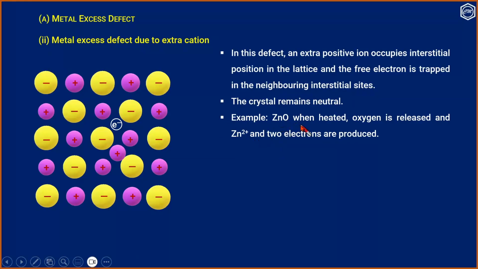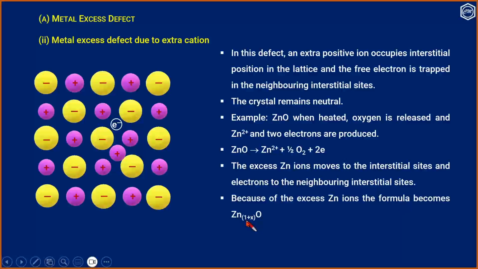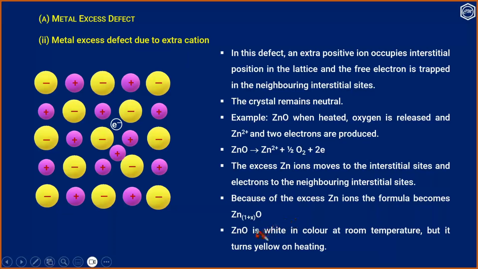An example is when zinc oxide is heated, oxygen is released and zinc 2 plus ions and 2 electrons are produced. The excess zinc ions move to the interstitial sites and the electrons to the neighboring interstitial sites. Because of the excess zinc ions, the formula becomes Zn1+xO, where x is the extra zinc ions produced. Zinc oxide is white in color at room temperature but turns yellow on heating because of this.